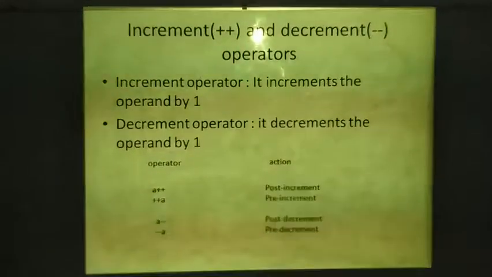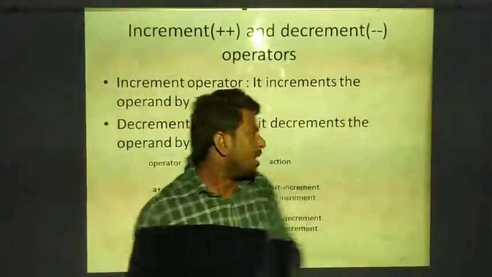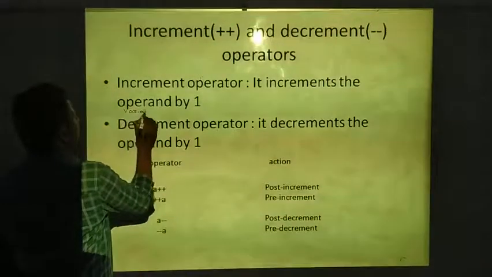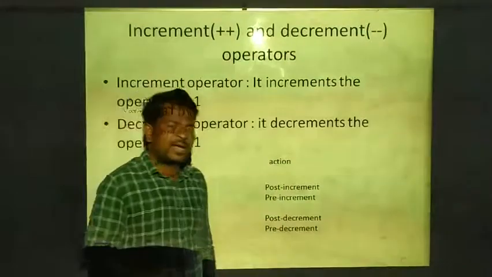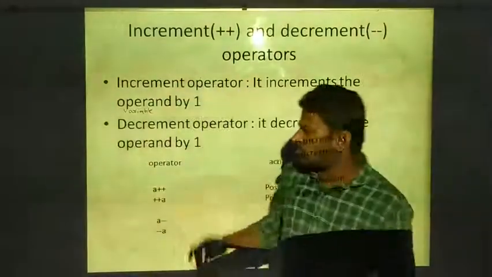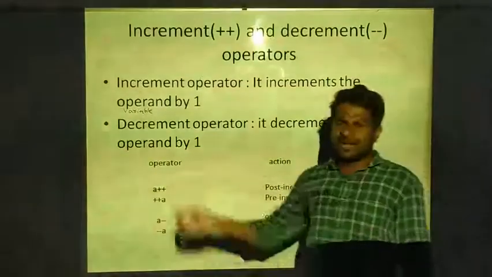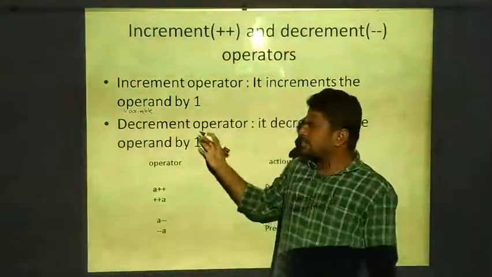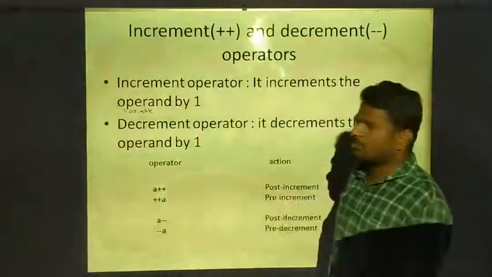The increment operator means it increments the operand by 1. Operand means what? Here the value of the variable will be increased by 1. For the decrement operator, the value of the operand, the same variable value, will be decreased by 1. Whatever the value may be, increment means it increases the value by 1, and decrement means it decreases the value by 1.